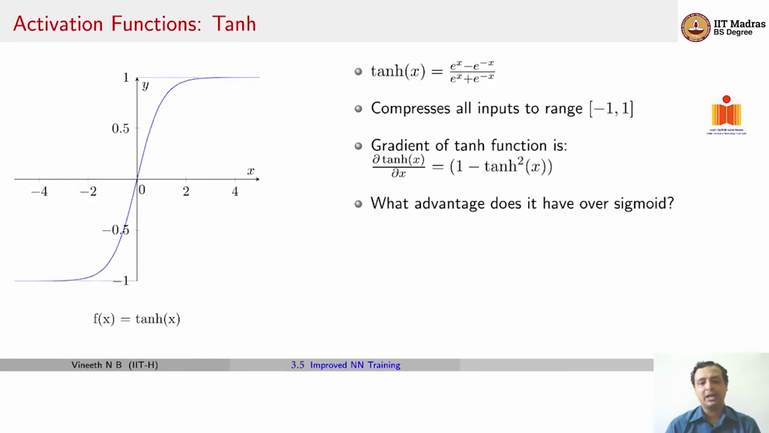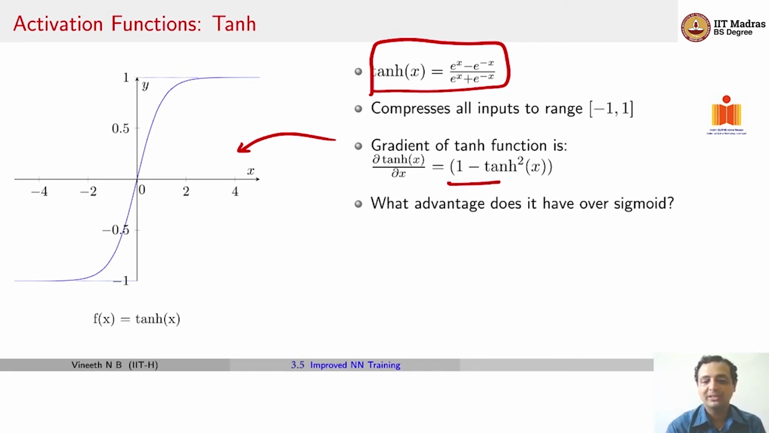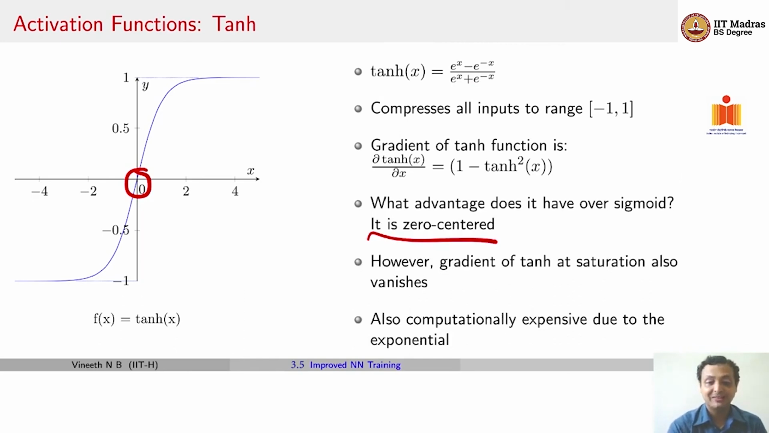What about hyperbolic tangent? Hyperbolic tangent is given by this equation and this visual form. It compresses all inputs to a range of -1 to 1, and the gradient of the tanh function is given by 1 minus tanh squared, which you may have worked out as homework again. What advantage do you think this has over a sigmoid activation function? It is zero-centered, which means the outputs of a tanh activation function can be both negative and positive, which could help in learning better.